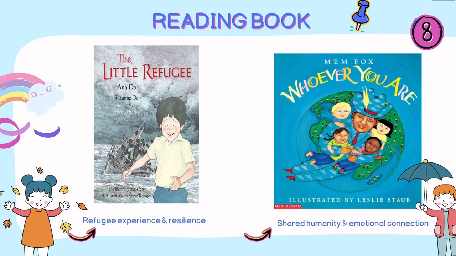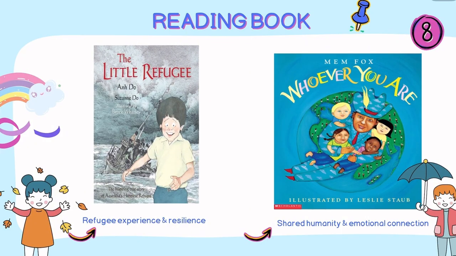I have selected two children's books, The Little Refugee by Anne and Susan Doe, and Whoever You Are by Mem Fox. I chose these texts because they provide powerful yet developmentally appropriate ways to explore contemporary family contexts, particularly refugee and immigrant experiences, while also promoting a universal message of shared humanity. Together, these books support children's social, emotional, and moral development by encouraging empathy, respect for diversity, and a strong sense of belonging.